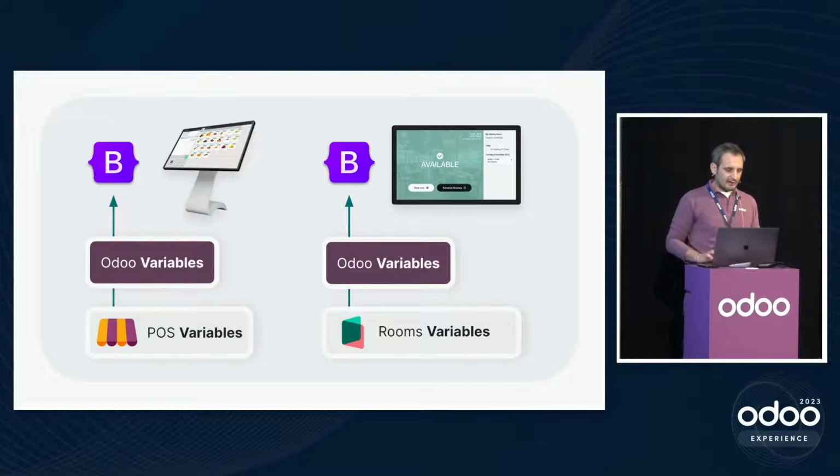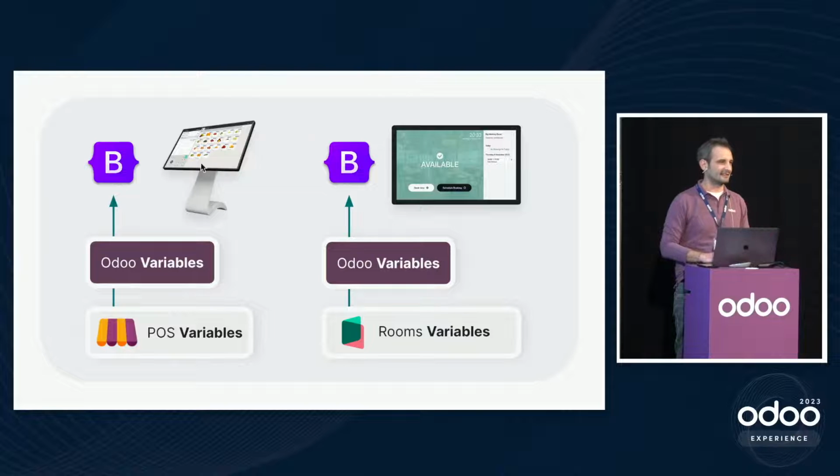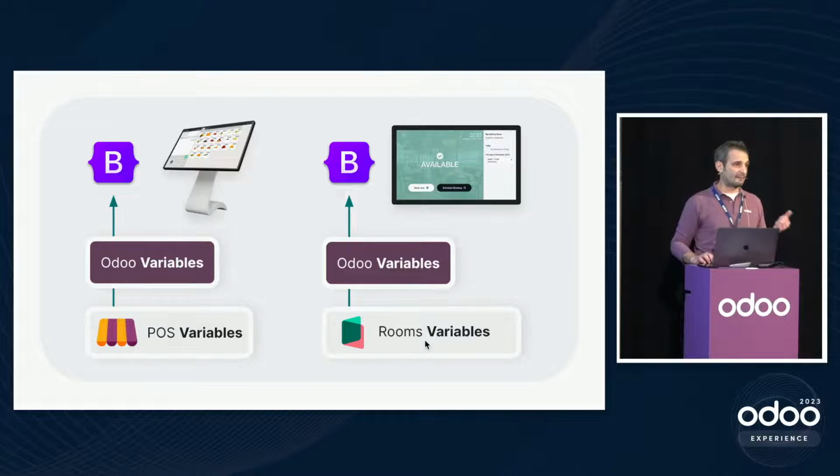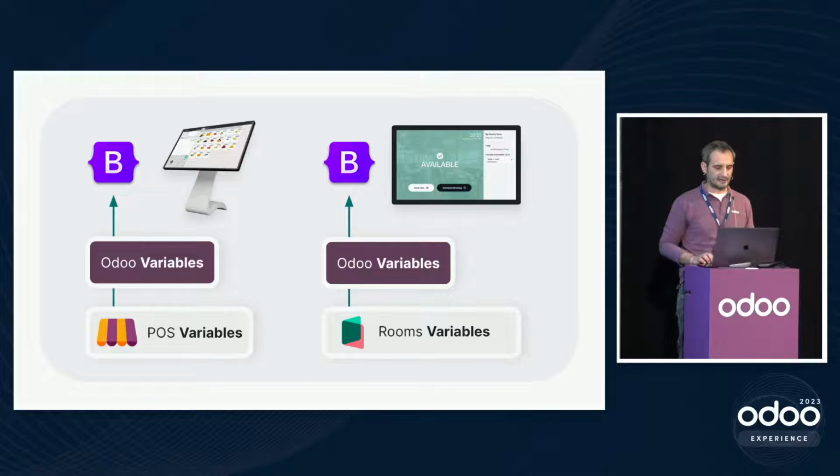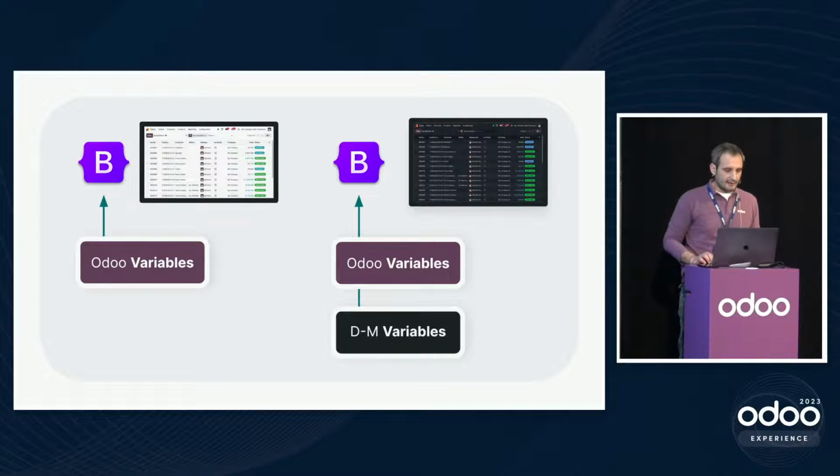Meaning that when we designed posts, for example, we created our own variables that were overriding the Odoo variables, that were overriding the Bootstrap variables that at the end defined the result on screen for posts. And it's the same for the other modules. It's the same for a website, even if in that case it's a bit more tricky. Maybe if I have time I will explain why. And it's the same for the dark mode.